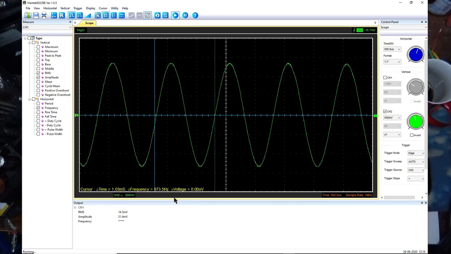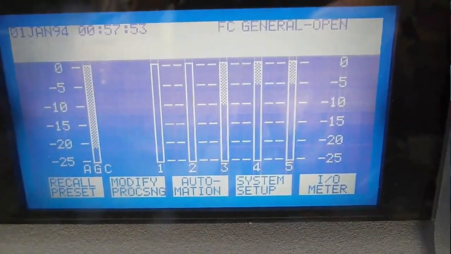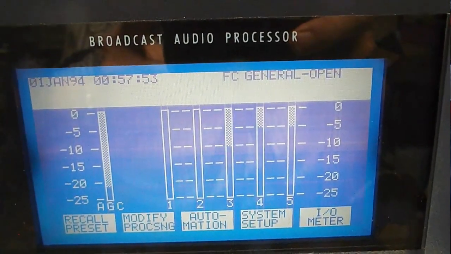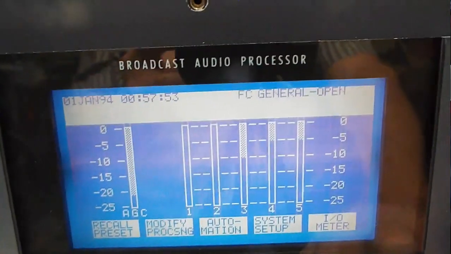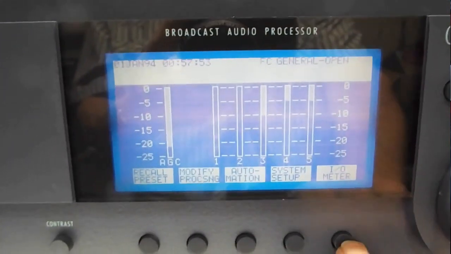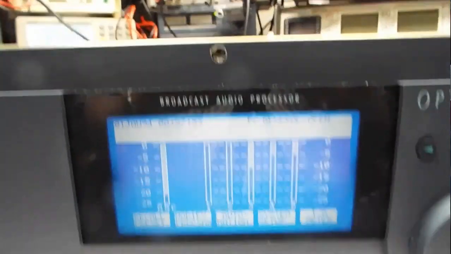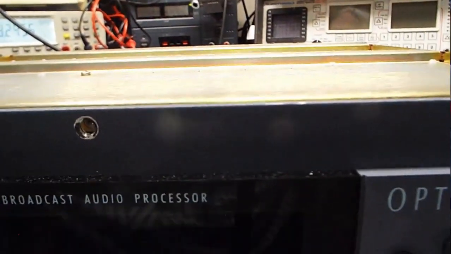Let me get this camera. If we look at the input, you can see that the AGC is full on, basically, and my output is pretty low. Okay, why am I not... I don't have any buttons. I think I scared it. Let's reboot this thing.